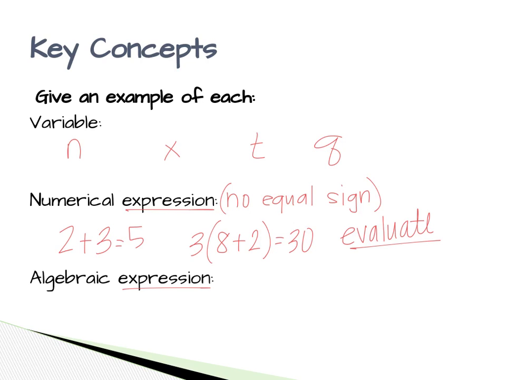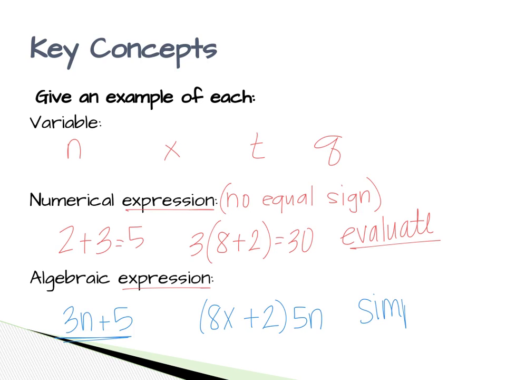And then there's the algebraic expression. And when you think of algebra, you think of variables. And algebraic expressions are no different. They are numbers, operations, and variables together. So 3n plus 5 or 8x plus 2 times 5n. Now for these, you cannot evaluate this because you don't know what n is, so that's as far as you can go. They may tell you to simplify these, but they won't tell you to evaluate.